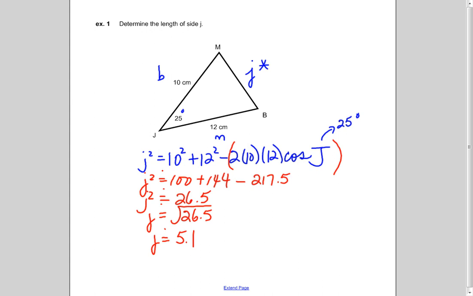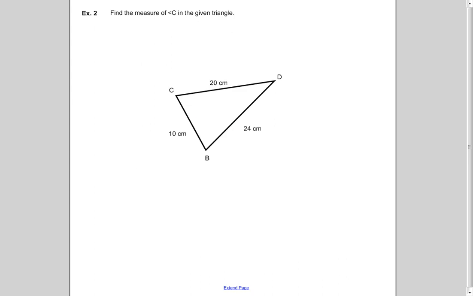Does that answer seem reasonable? We know that the smallest side would be across from the smallest angle, and 5.1 is certainly smaller than the other 2 sides, and a 25-degree angle out of a possible 180 is a small angle, so it is a very reasonable answer. Let's find an angle.